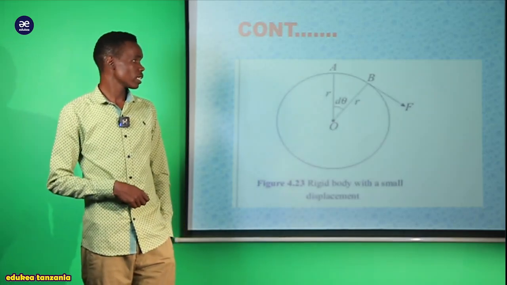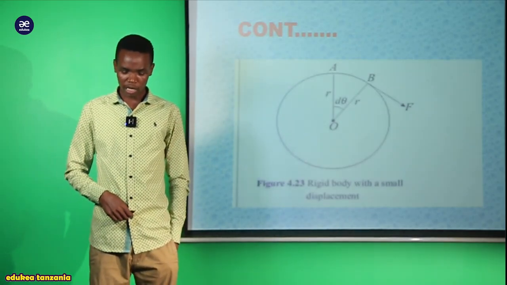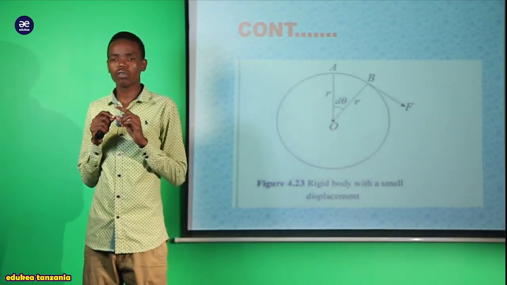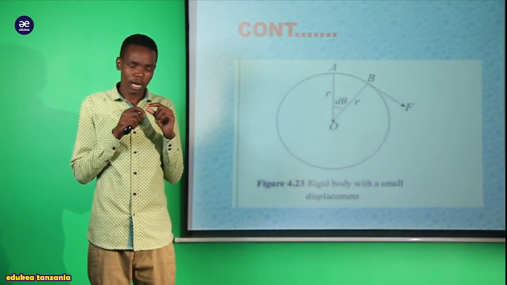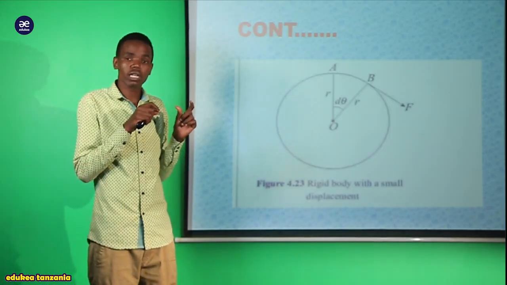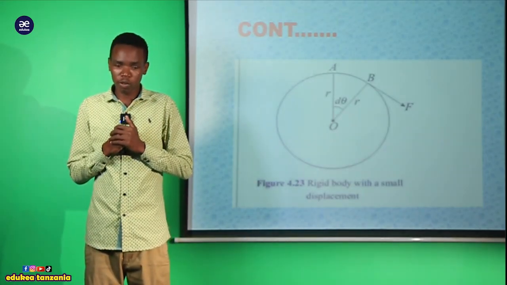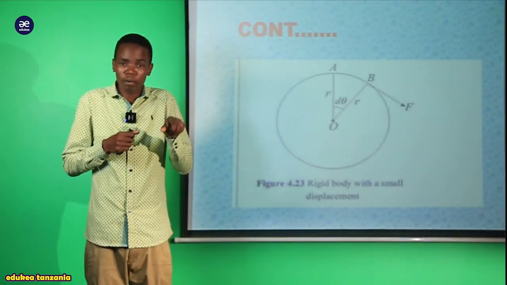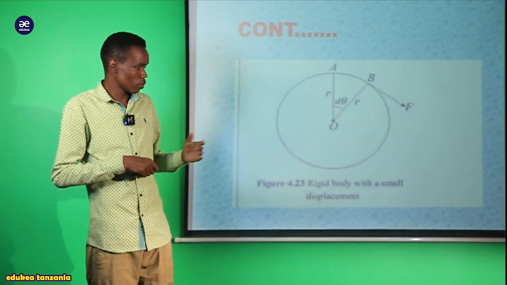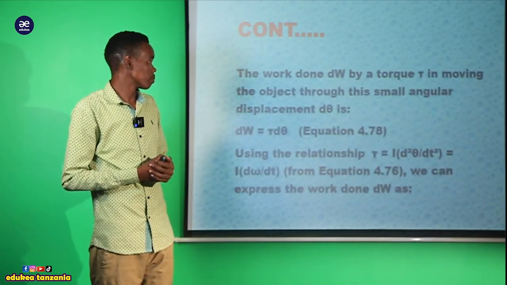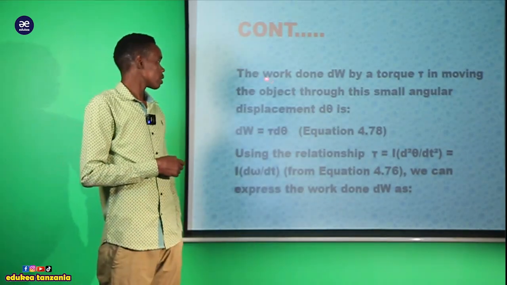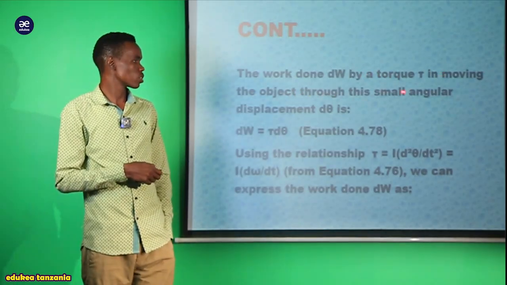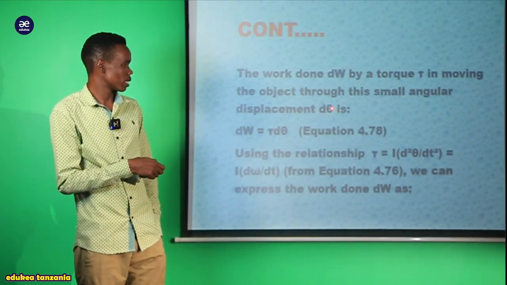My dear student, we can now explain why the radius is the same. From the center of a sphere or a circular disk, the radius is the same, because the radius is the distance from the center to any point on the circumference. So the work done dW by a torque moving the object through this small angular displacement theta is as follows.